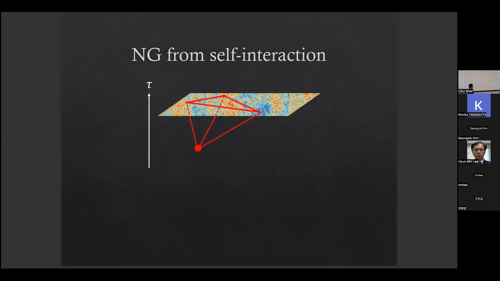Concretely, just to focus on the three-point correlation function, it can be produced by a self-interaction of the curvature perturbation. This is the time direction in the very early universe. From the three-point interaction, curvature perturbation is produced, and it leaves an imprint on the CMB surface. That is the way to visualize the physics.